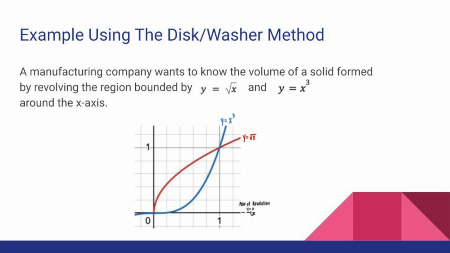The first thing we will do is to graph the equations to have a visual representation of the region bounded. It is crucial to label the equations and the axis of revolution. In this case, the red line represents y equals the square root of x, and the blue line represents y equals x to the power of 3. Most importantly, since the axis of revolution is the x-axis, then y equals 0.